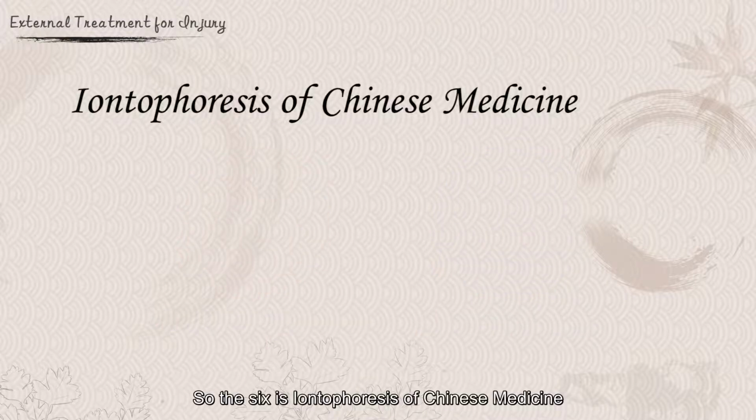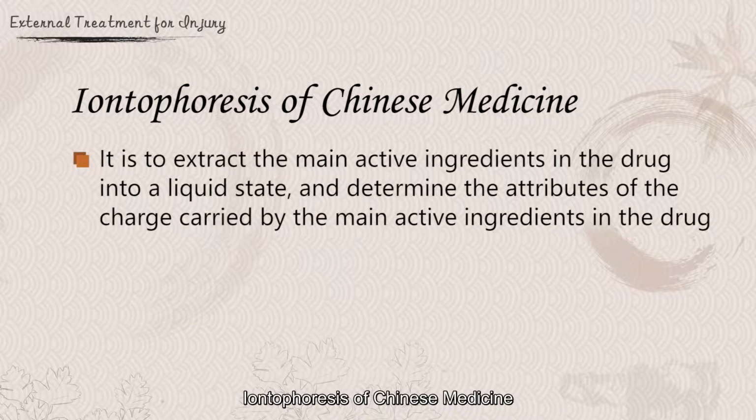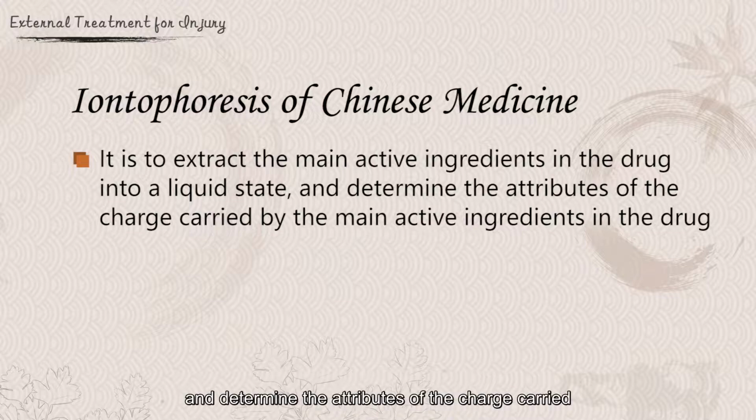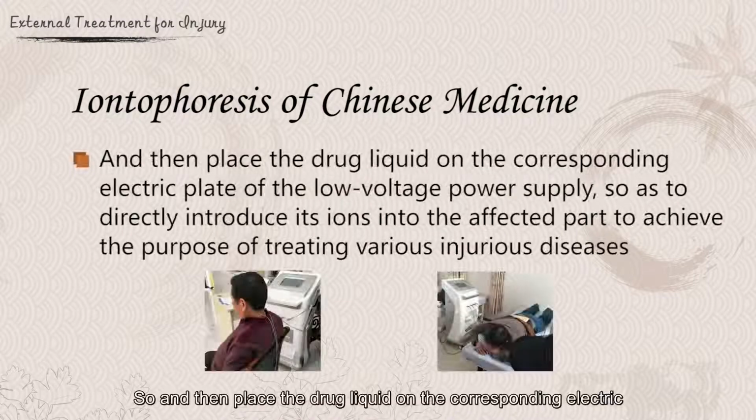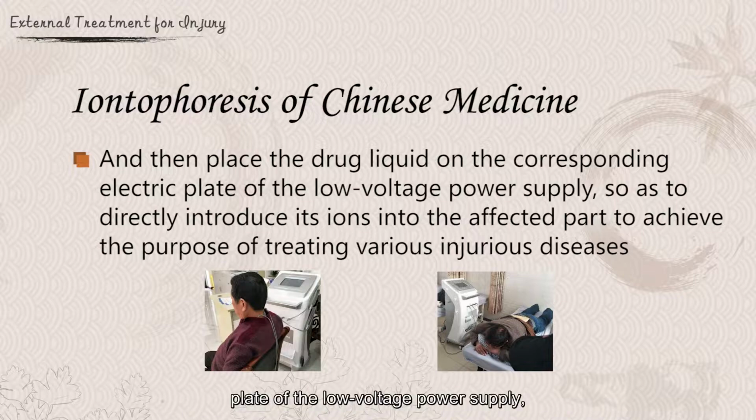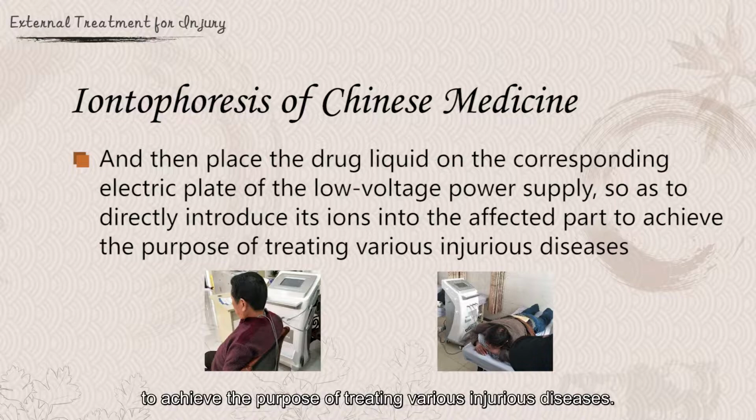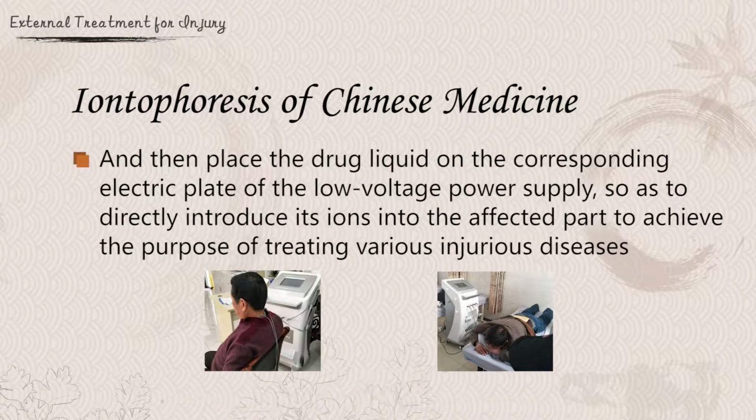So the sixth is iontophoresis of Chinese medicine. Iontophoresis of Chinese medicine is to extract the main active ingredients in the drug into a liquid state and determine the attributes of the charge carried by the main active ingredients in the drug. And then place the drug liquid on the corresponding electric plate of the low voltage power supply, so as to directly introduce this ion into the affected part to achieve the purpose of treating various injuries disease.